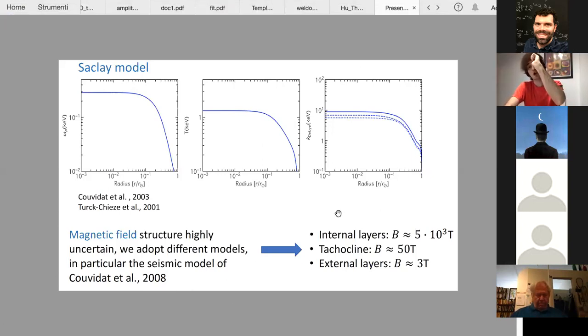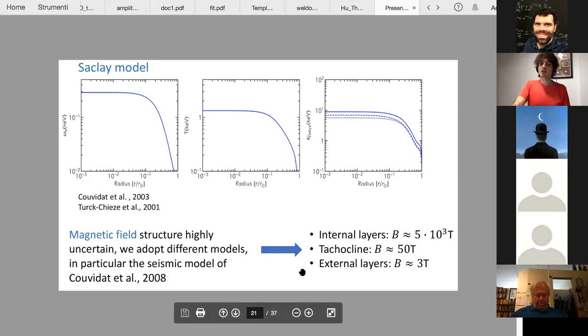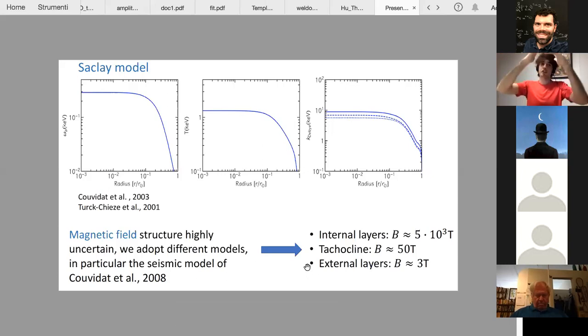What you should know is that in this model, you essentially separate the sun into 3 zones. You have the internal part of the sun with a very, very large magnetic field. Then you have a tachocline, which is a very narrow zone close to the convective zone. And then you have a pretty narrow, but not as narrow as the tachocline, external layer in which the magnetic field is much smaller, like 3 Tesla or something like that. Okay? So these are our inputs, and after this we can do the calculation.